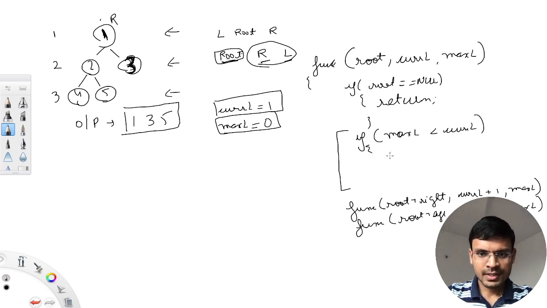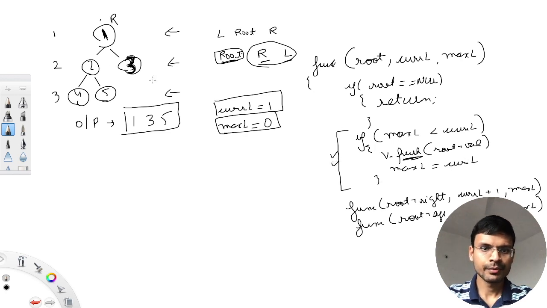So what we can do is push the value present at that root into the vector that we need to return. So it will be the root value, ideally pushed back. And we need to update the max level as well. Max level is equal to current level. That's it. So this is the processing for the current node.